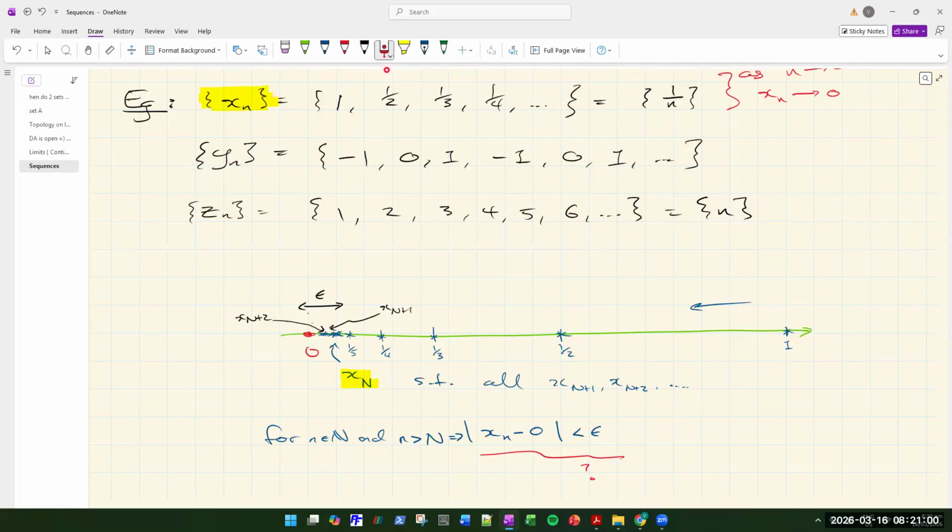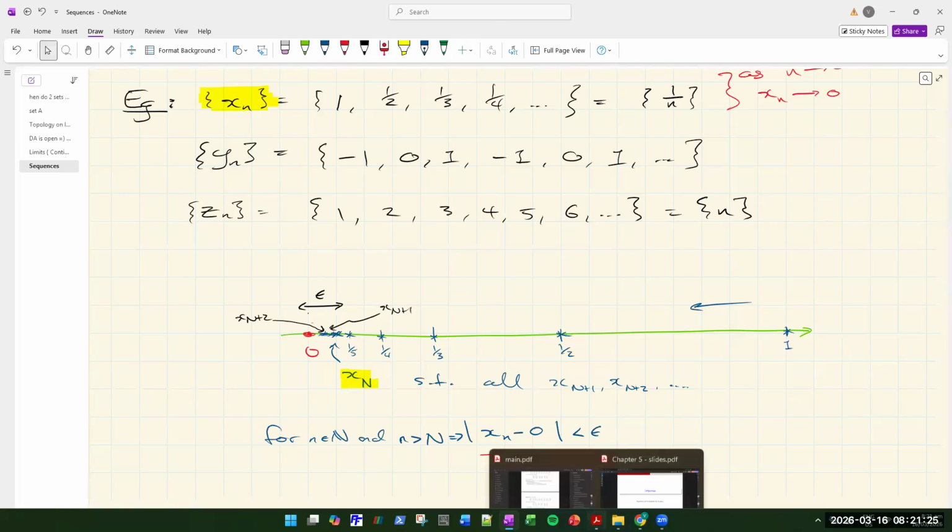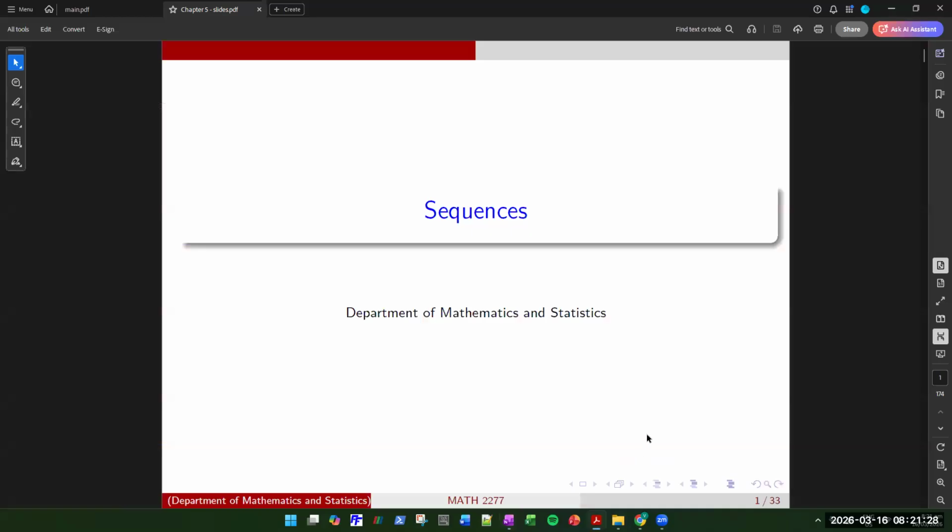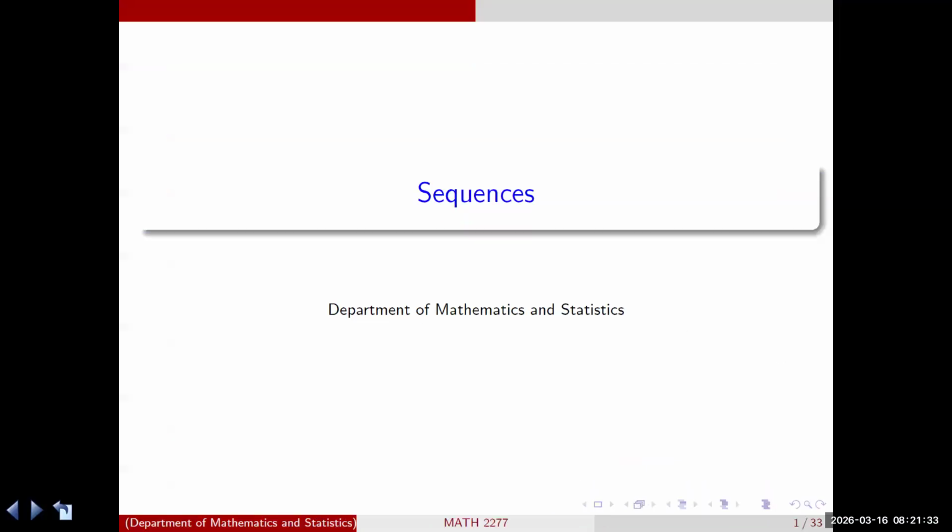The big N takes the role of the delta in the limit definition. So in the limit definition we had, for every epsilon, there exists a delta. We don't have a delta here, but we have a natural number, N. So that's why I said at the beginning there's a very strong link between sequences and limits. Okay, so that's the overview. Now we can jump into the slides and formalize and make rigorous all of those things.